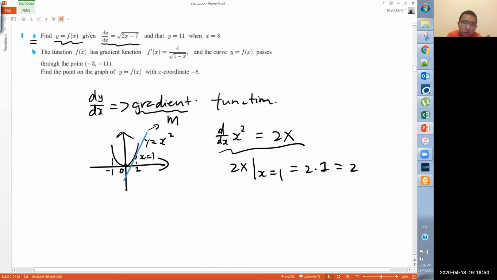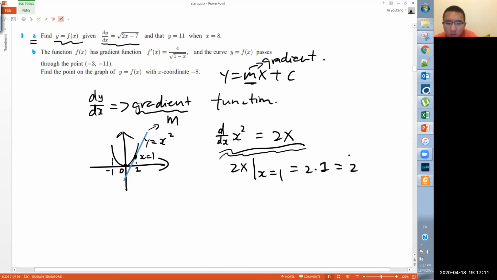Y equals mx plus c. So this small letter m is your gradient. Over here, you make use of the gradient function at x equals 1. You put it in, and you should get 2 times 1 equals 2. So this means the gradient for this line is actually 2. You are making use of the gradient function to find the gradient for this line.